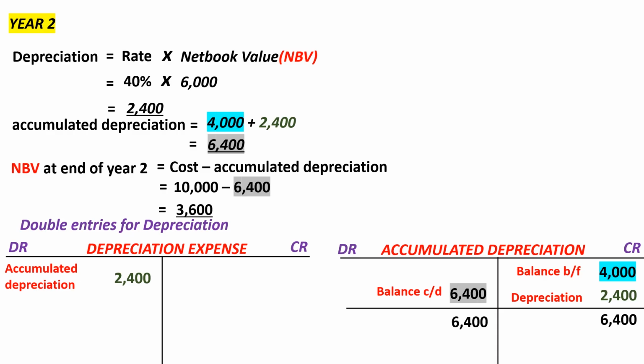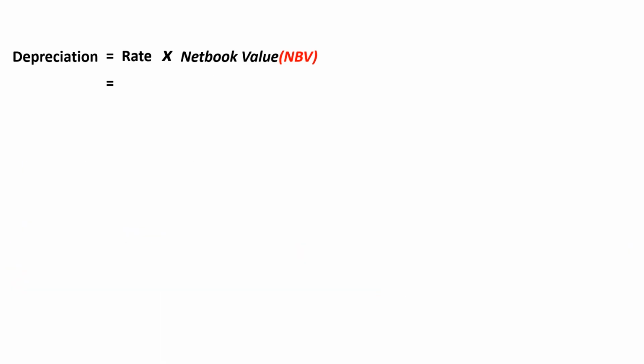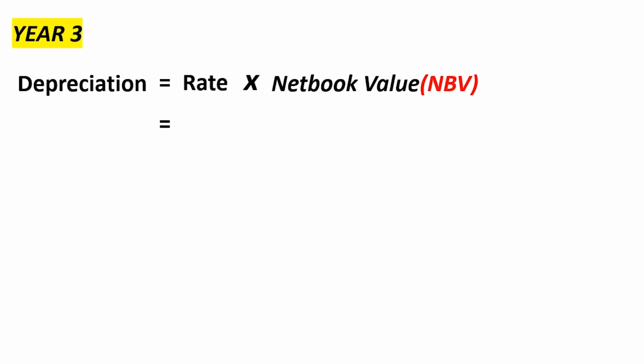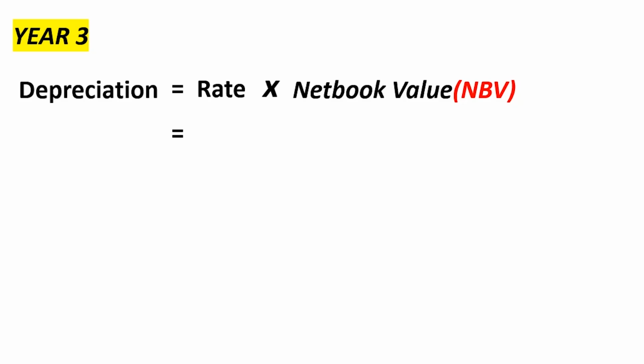Now we move on to the next year. In the third year, we are still going to use the same formula: the rate multiplied by the net book value. So it's going to be 40% multiplied by the net book value as of close of last year. We found the net book value at the close of last year being 3,600. So 40% multiplied by 3,600, and we shall end up with 1,440. So 1,440 happens to be the depreciation for that year.